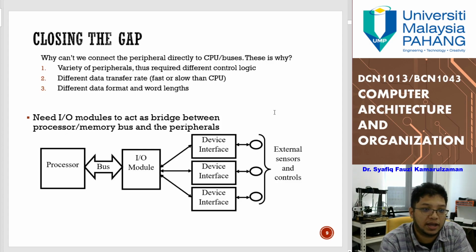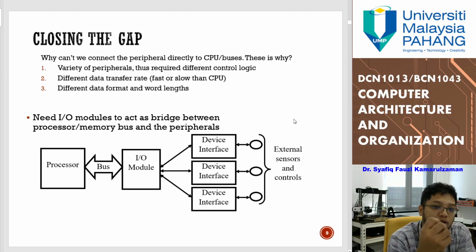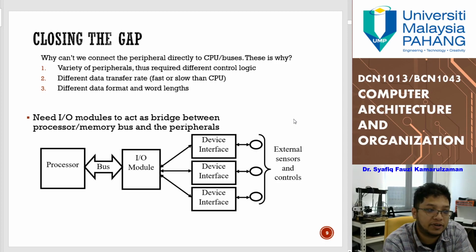So why can't we connect the peripheral directly to the CPU and the buses without the I/O module? One of the reasons is that we have different kinds of peripherals with different functions, and thus they require different control logic to get the information. Some of them also have a different data transfer rate.